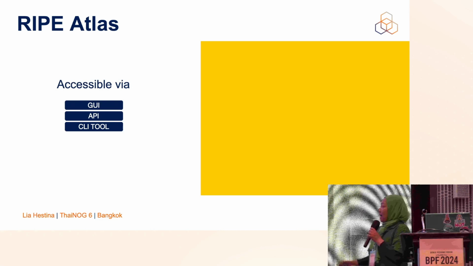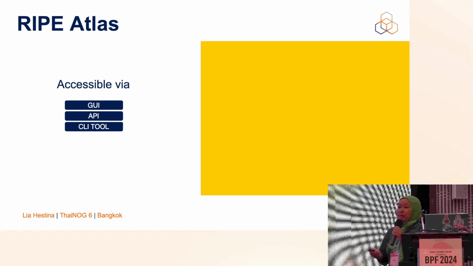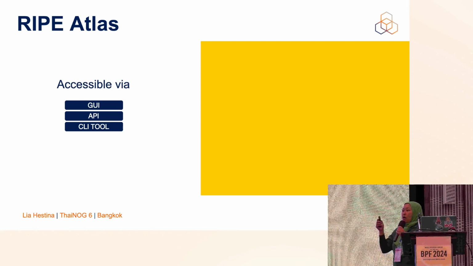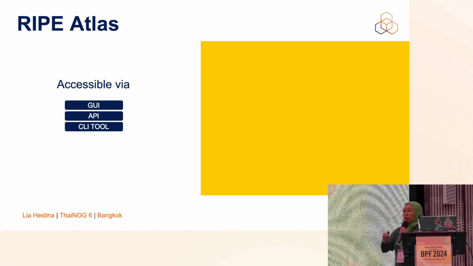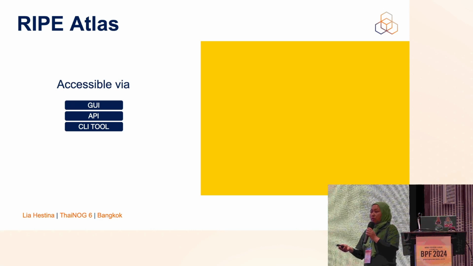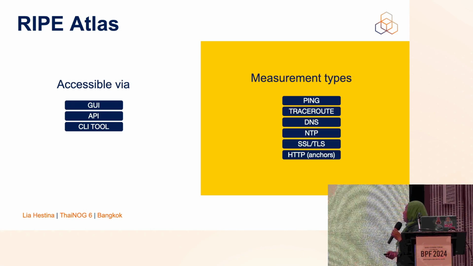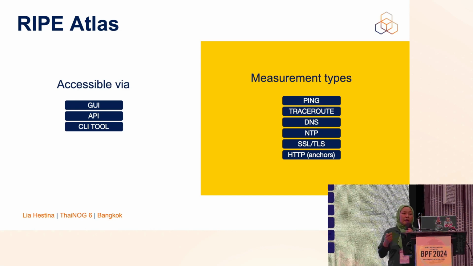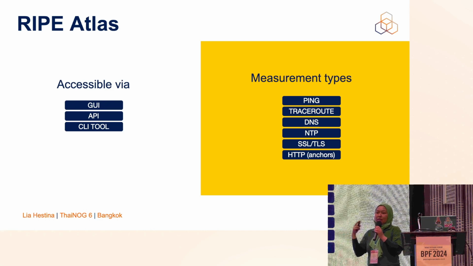With RIPE Atlas, you can access it using the graphical user interface, API, and also CLI tool. So if you would like to integrate RIPE Atlas measurements into your own measurement tool, for example, you can use the API calls. And what types of measurements can you run with RIPE Atlas? There's ping, traceroute, DNS, SSL/TLS, NTP, and this is the interesting part. Some people would like to host what we call RIPE Atlas anchors. It's a superpower probe because it's attracting measurements from 500 probes in the surrounding, and you can use a RIPE Atlas anchor as a target for your HTTP measurements.